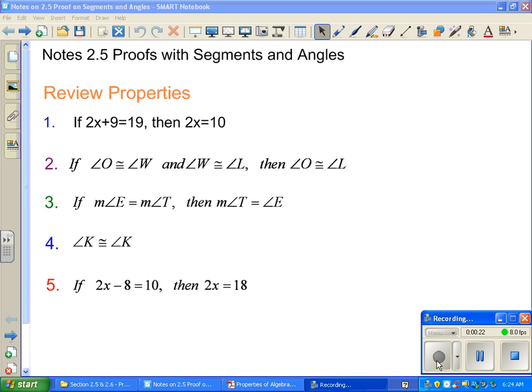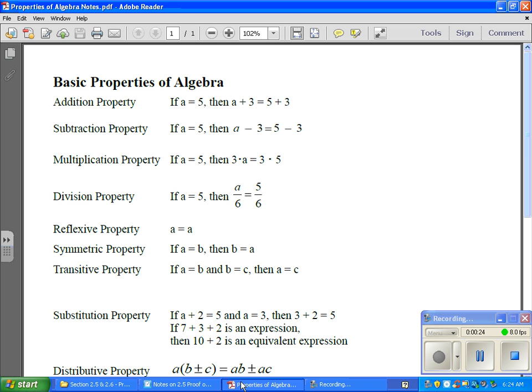And so you have been given a handout that looks like this: Basic Properties of Algebra. At the top, we have mostly properties that deal with operations: add, subtract, multiply, and divide. And then we have a few that deal with the fact that you might have things that you can put in a little different order and it still means the same thing, with reflexive, symmetric, and transitive. Then we have substitution.